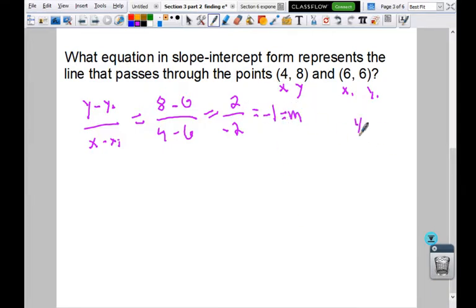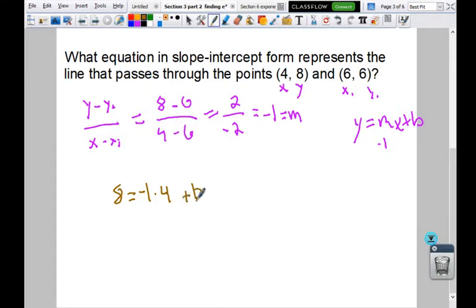So we got the first part that we need. Remember we're doing y equals mx plus b. And I found out m is negative 1. Alright, Allison, what am I doing next? So then we'll do 8 equals negative 1 times 4 plus b.